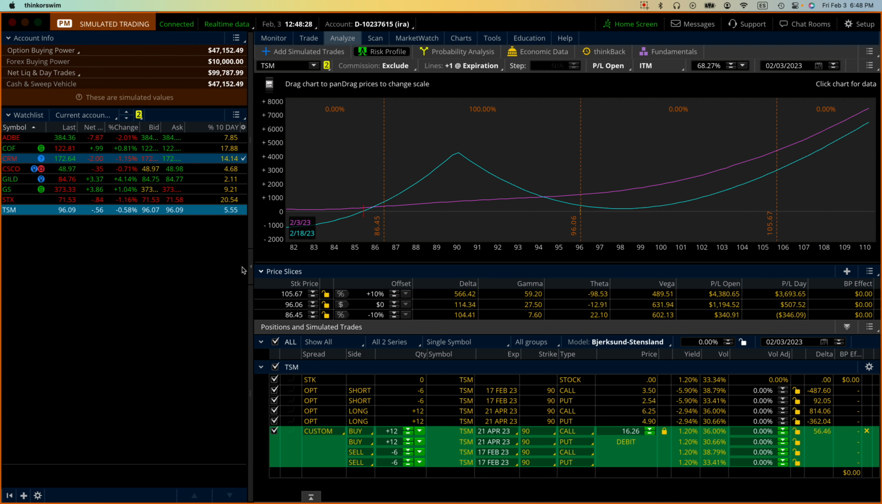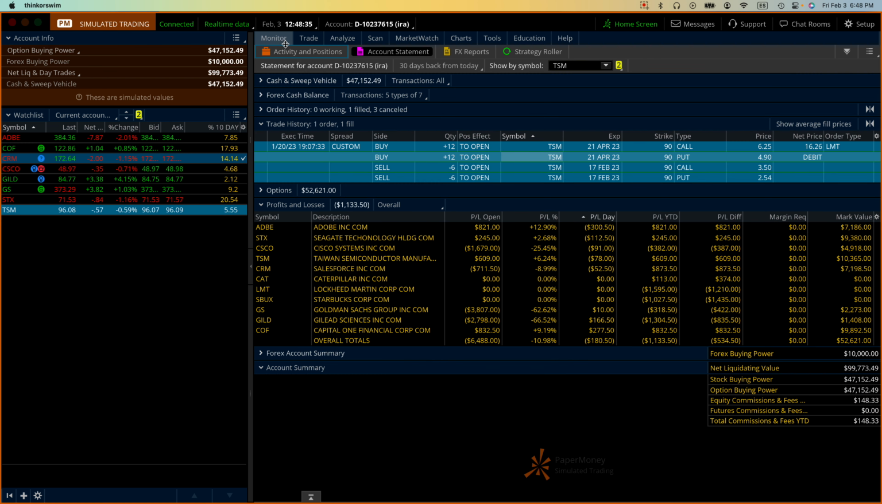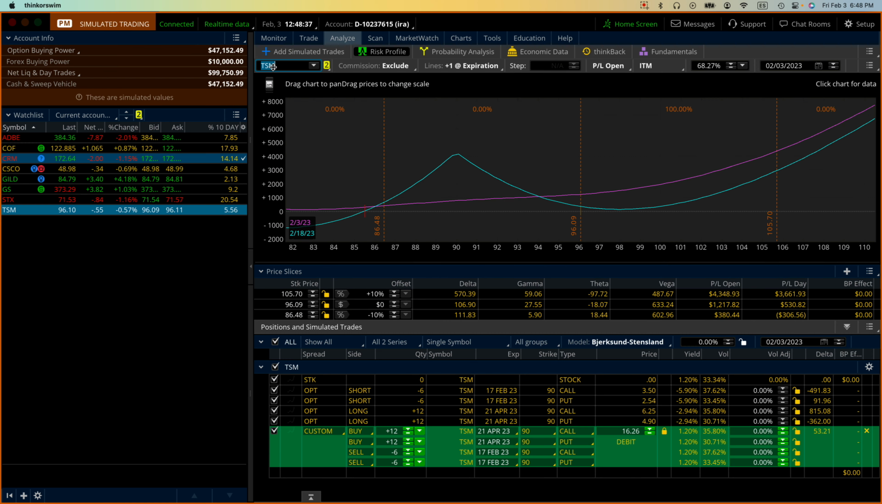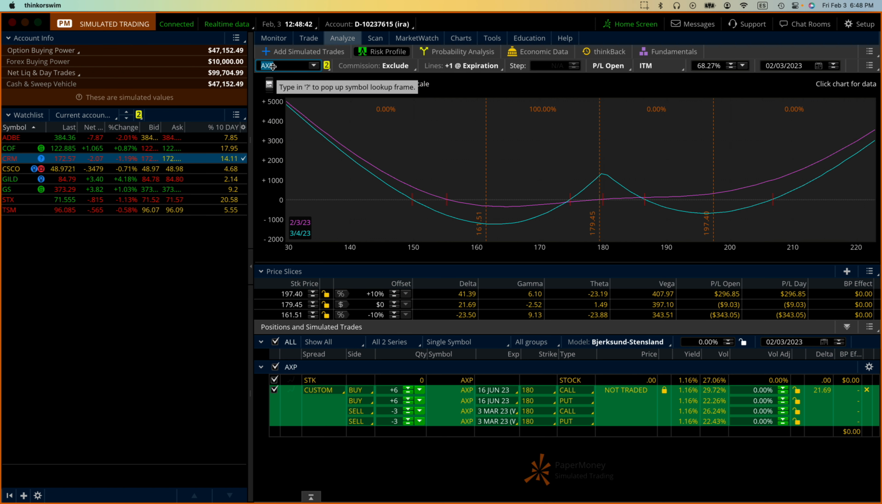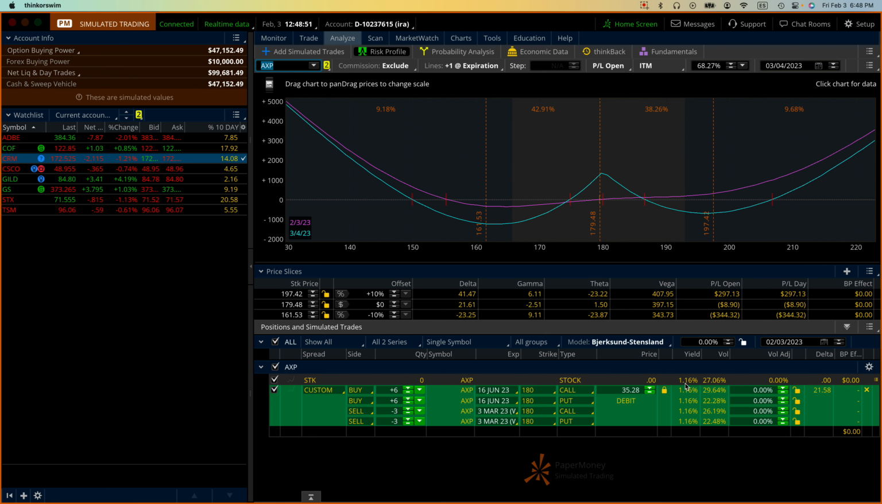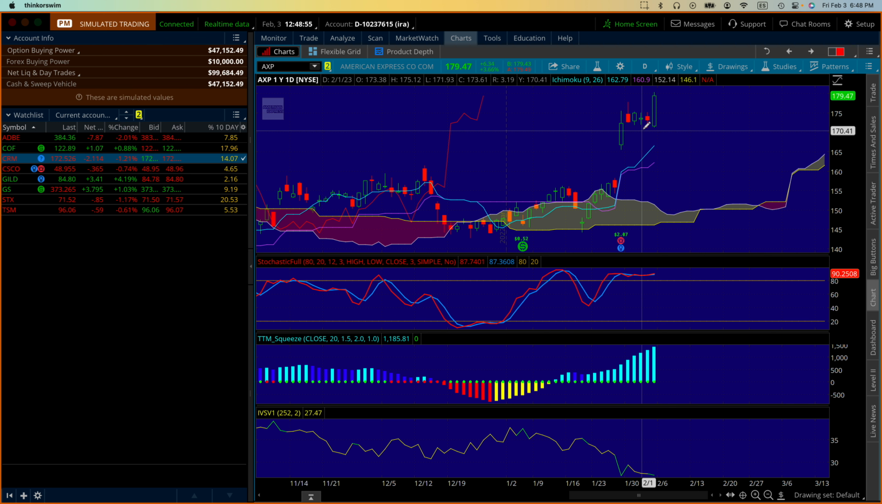Okay, good. All right, I have two candidates to consider. One is AXP. Let's go to the analyze tab, AXP. And this is a bank, American Express. Okay, first let's calculate. Okay, we need to take a look, but let's take a look at the chart first. Okay, it's going strongly higher. You can see that it gapped up after earnings.